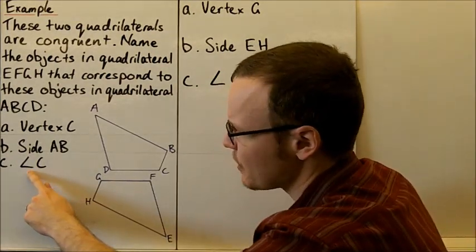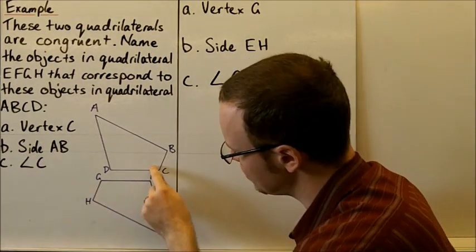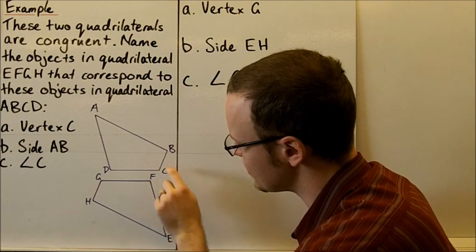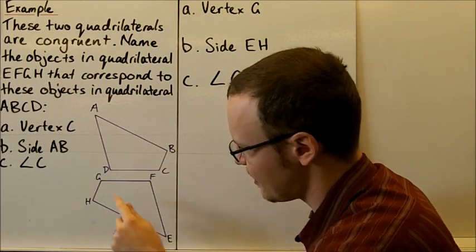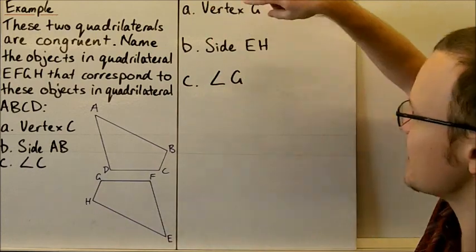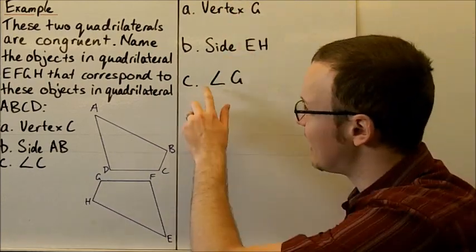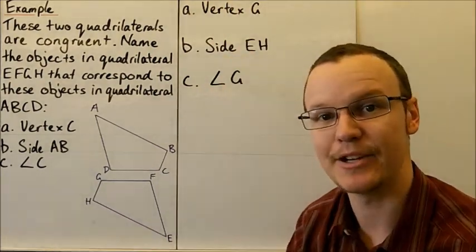Lastly, we're looking for angle C. So angle C is this angle here, the angle inside here. So angle C is going to be matched to angle G because they're at the same vertex. So the answer for C is going to be angle G.